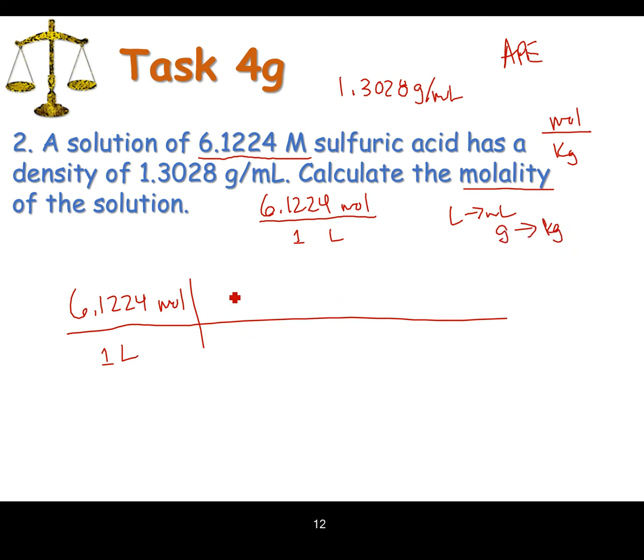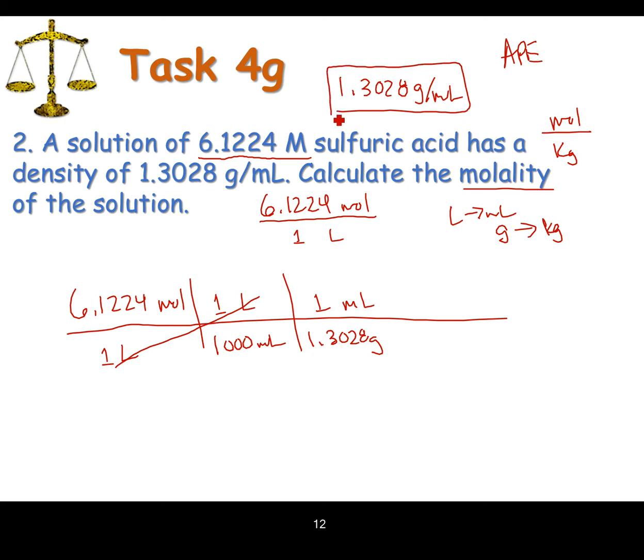Here I've got my liters, and 1 liter, if I need to get to milliliters, is 1,000 milliliters. Then the upstroke cancellation shows you liters cancel here. Now I have milliliters. I need to get rid of these milliliters using my density this time to get into grams. So it is 1 milliliter for 1.3028 grams. That's our way of expressing this density as a conversion factor. So this is going to cancel my milliliters.